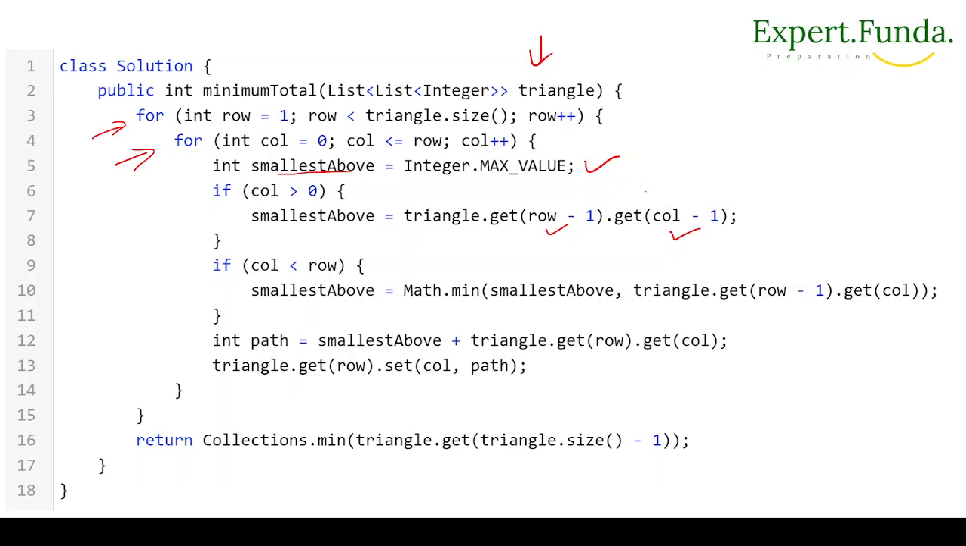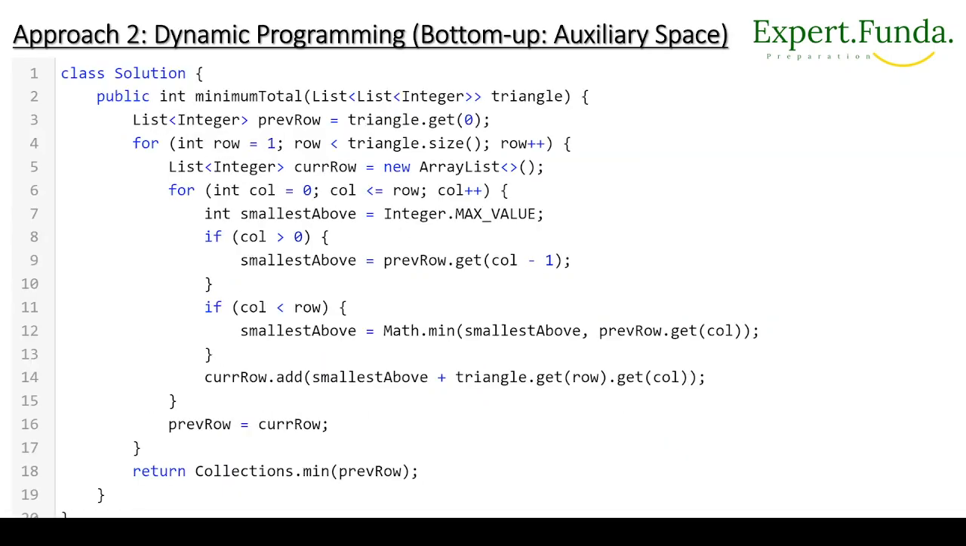So for each row there will be a column. We do row minus 1 and get the column. If the column is less than the row, then we find the minimum of the above value and the value we are getting from here, and that is your smallest above. Then the smallest above plus the value from the row and column is your path, and we set the value like this. Finally you will have collection dot min value, which comes from the triangle. So this is also a little easy question.